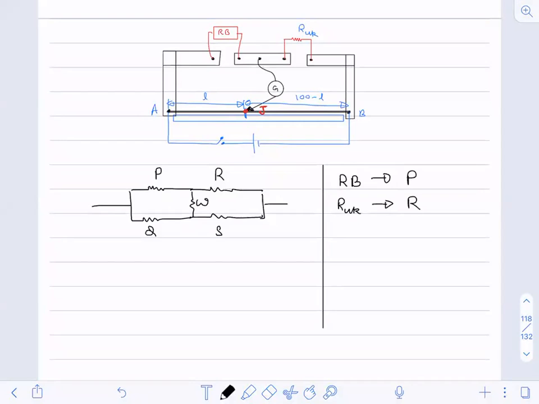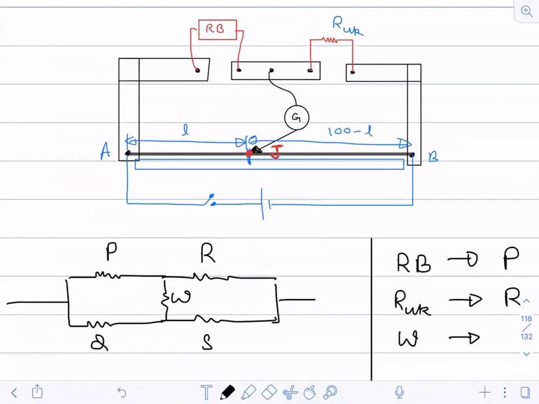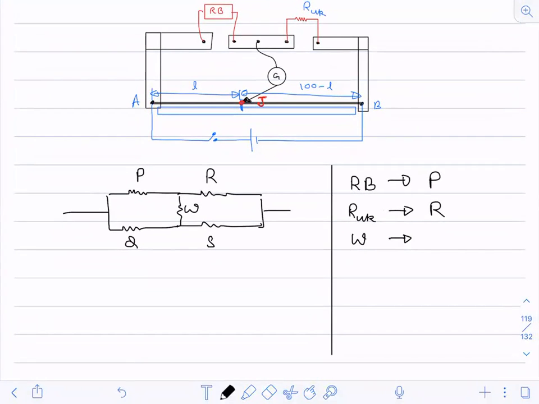Now instead of W, what can you see? Just check. Instead of W, do we have G? Do we have a galvanometer? Yes. So instead of W, we have a galvanometer. Instead of Q and S, what do we have? Wire. Wire here also and wire here also.